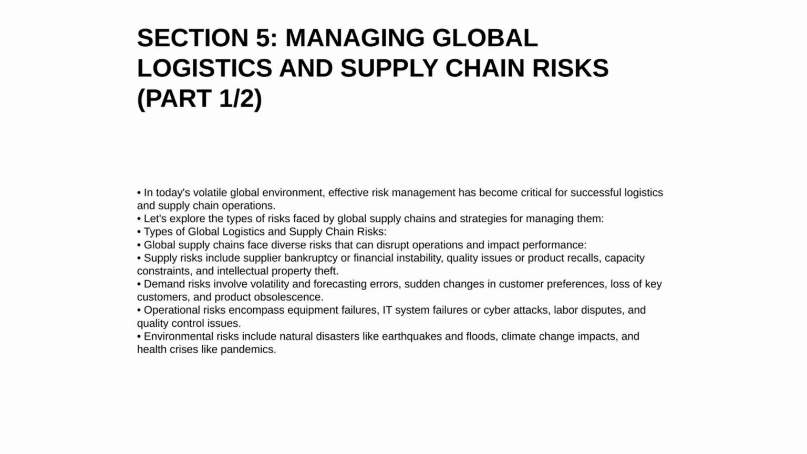Supply risks include supplier bankruptcy or financial instability, quality issues or product recalls, capacity constraints, and intellectual property theft. Demand risks involve volatility and forecasting errors, sudden changes in customer preferences, loss of key customers, and product obsolescence. Operational risks encompass equipment failures, IT system failures or cyber attacks, labor disputes, and quality control issues. Environmental risks include natural disasters like earthquakes and floods, climate change impacts, and health crises like pandemics.